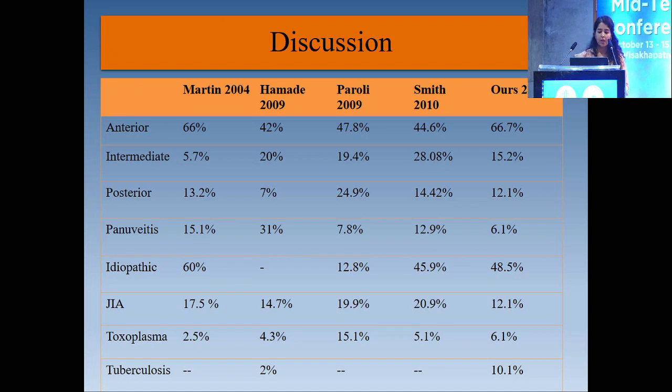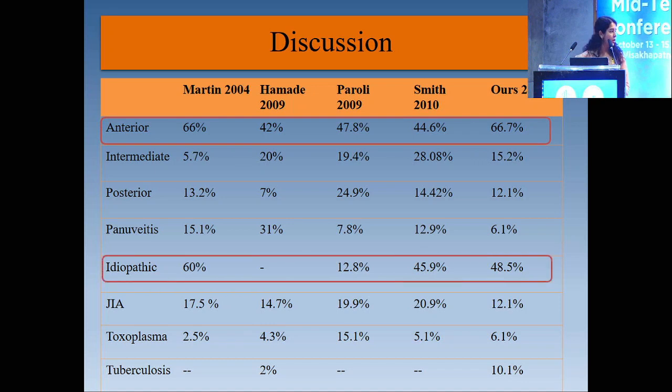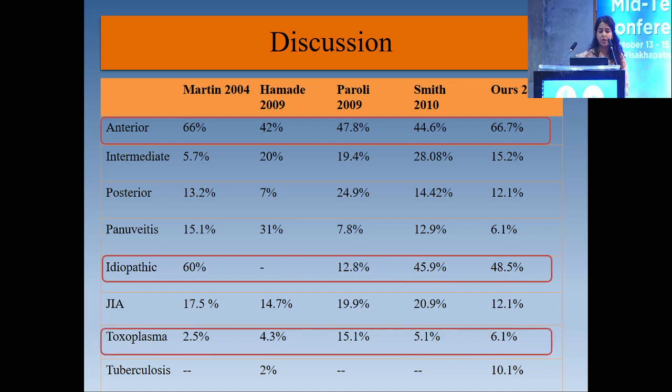So, as we compare our study with the various landmark studies, anterior uveitis is the most common type. In our study, 66.7% of cases were anterior uveitis. Idiopathic remained the most common etiology of pediatric uveitis cases, 48.5%. Among the infectious etiologies, in various studies worldwide, toxoplasma is the most common. But in our study, tuberculosis is 10.1% and toxoplasmosis is 6.1%.